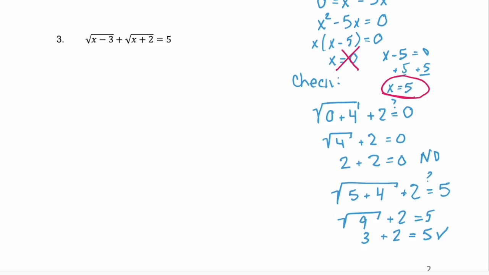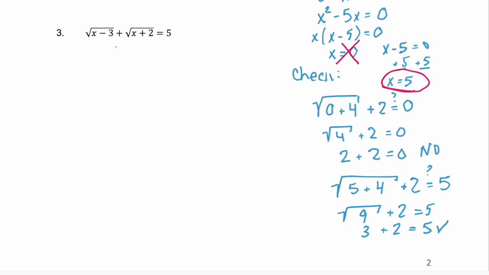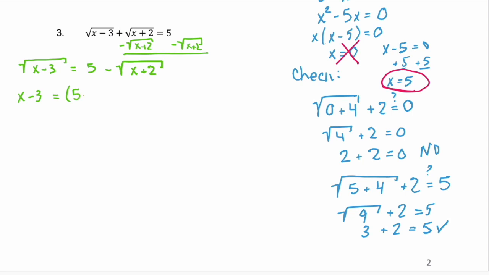Now let's look at example 3. We have two radicals, so we need to isolate one. Let's just subtract the second one from both sides. So we're going to have the square root of x minus 3 equals 5 minus the square root of x plus 2. We need to square both sides. On the left we get x minus 3. And on the right, we have 5 minus the square root of x plus 2 squared, so it's being multiplied by itself. I'm going to write it out because it'll be a little bit easier to see what you get when you FOIL.